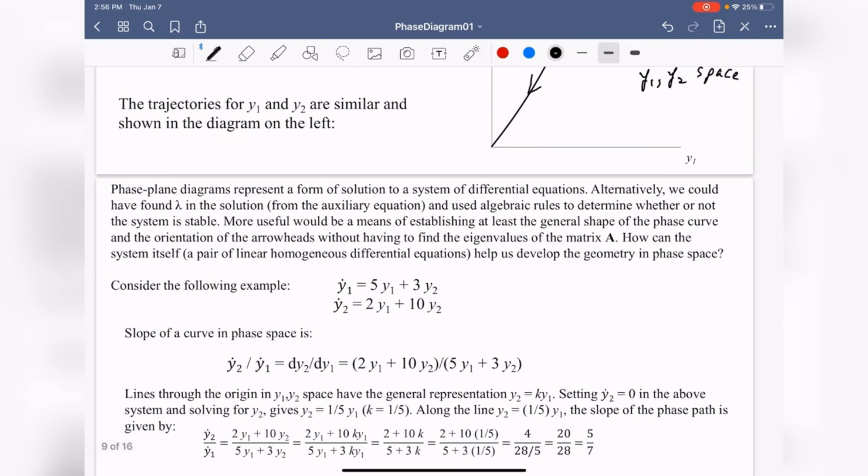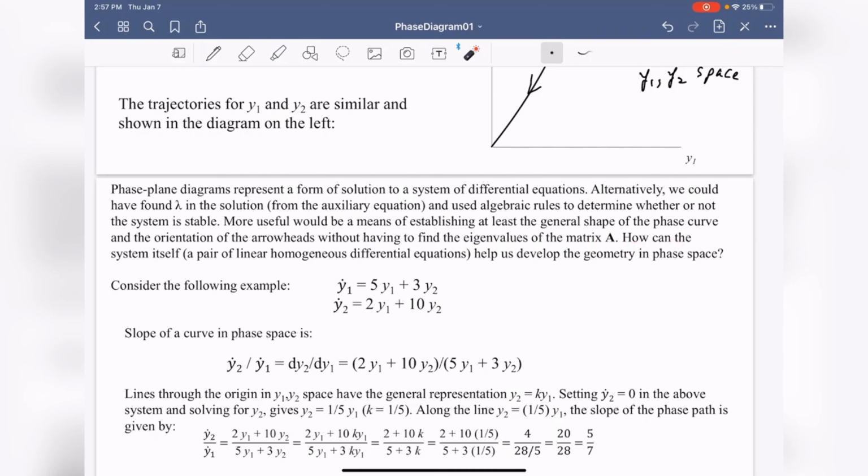Phase plane diagrams represent a form of solution to a system of differential equations. Alternatively, we could have found lambda in the solution from the auxiliary equation and used algebraic rules to determine whether or not the system is stable. More useful would be a means of establishing at least the general shape of the phase curve and the orientation of the arrowheads without having to find the eigenvalues of that matrix A that we had looked at previously.